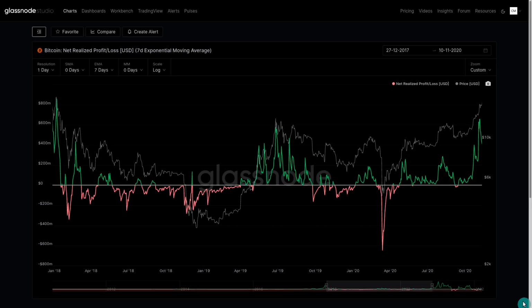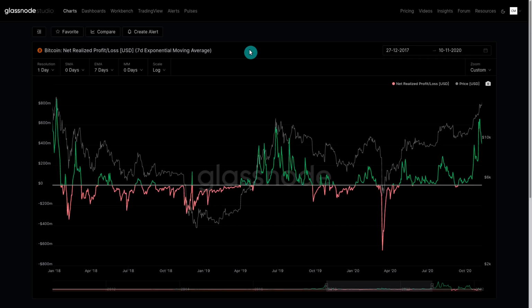So as I mentioned, what we're looking at is a complete and total flush out of all remaining sellers. So a typical metric that I will go to is the net realized profit and loss. So this is looking at all of the coins that are moving on chain. Some of them realize profits, some of them realize losses. And when we add them all together on a daily basis, what is the net outcome?